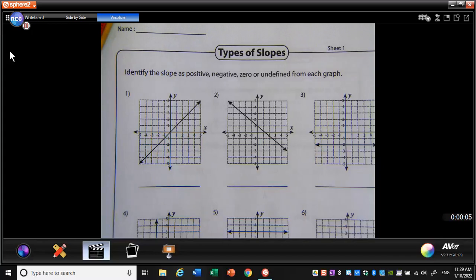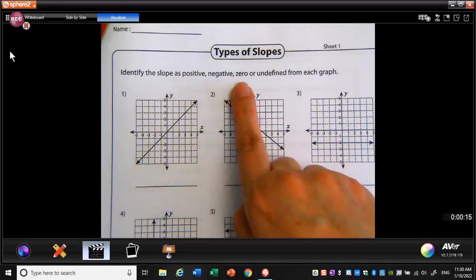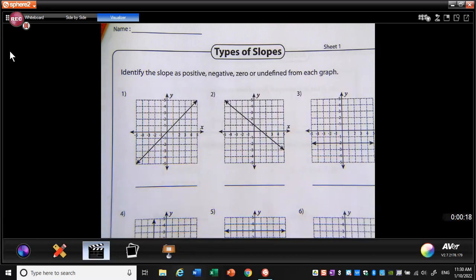This is a review of slope and types of slope. The first thing we're going to review is just identifying the types of slope, knowing whether they are positive, negative, zero, or undefined. And that is something that we can remember from some classes ago. This is just a quick review.